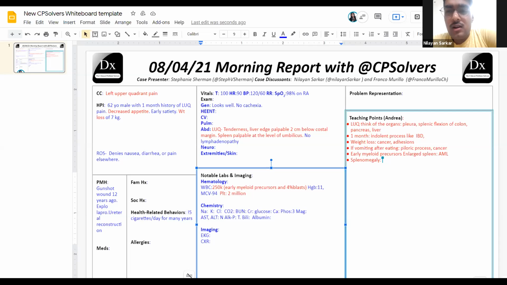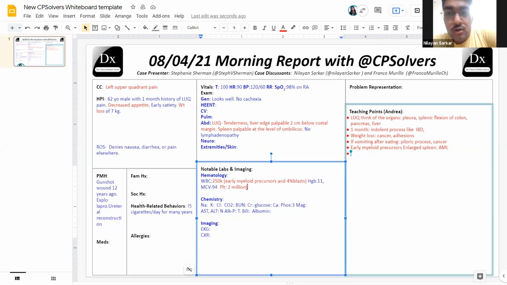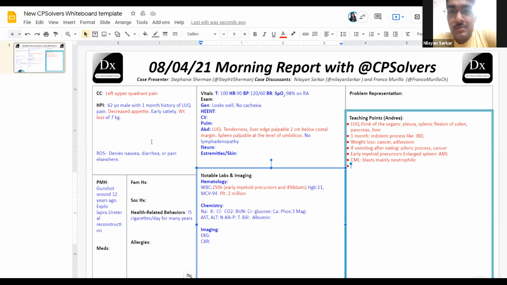So looking at the fact that there are only 4% blasts and mostly neutrophils, it could have been CNL, but the fact that platelets are so high literally rules that out. I'm looking at some sort of myeloproliferative disorder, and maybe bone marrow biopsy here is essential, because if the blasts are more than 20%, then we are looking at AML or maybe CML in blast crisis. Whatever it may be, I think hydroxyurea here is warranted, because the patient may land in hyperviscosity syndrome.